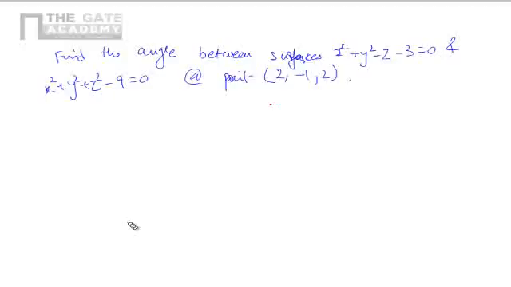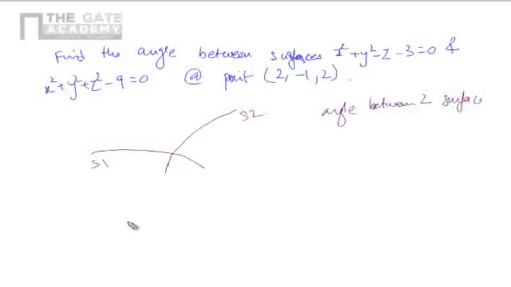See, this is a very interesting problem. So here you have to understand one thing. You have a surface here, and you have another surface. This is surface S1, this is surface S2. At some point you are asked to find what is the angle between these two surfaces. Remember that the angle between these two surfaces is nothing but the angle between the normals to that surface.